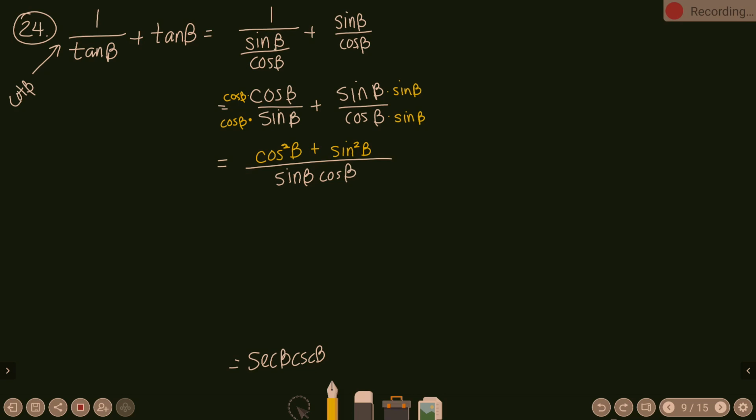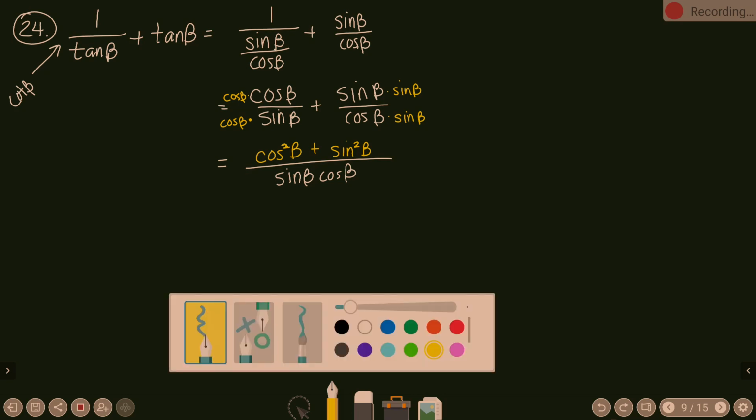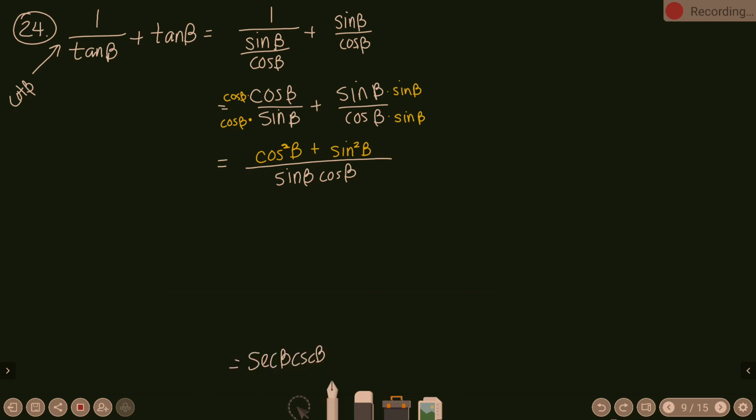I didn't ask, I just did it, but I went ahead and put it together as one fraction. Okay, it says, oh, who sees it now? What is sine squared plus cosine squared? That's 1. So 1 over sine beta, cosine beta.